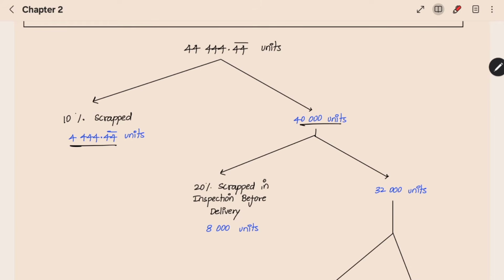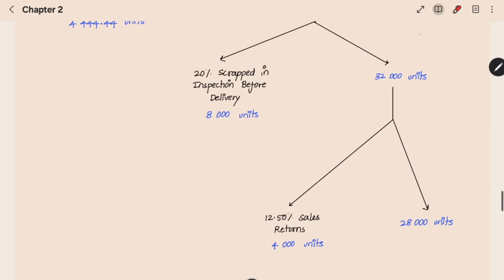Out of that, the entire units are converted into finished goods. After producing, 40,000 into 20%, which is 8,000 units, is discovered as faulty production. After that, the remaining is good production. This 32,000 will be delivered to the customer. After delivery, 12.5% will come back to us because of sales returns. This much is the sales returned units, and then these are the units which are not returned, the good units as given in the question. Now, this is the chart which we have to understand.